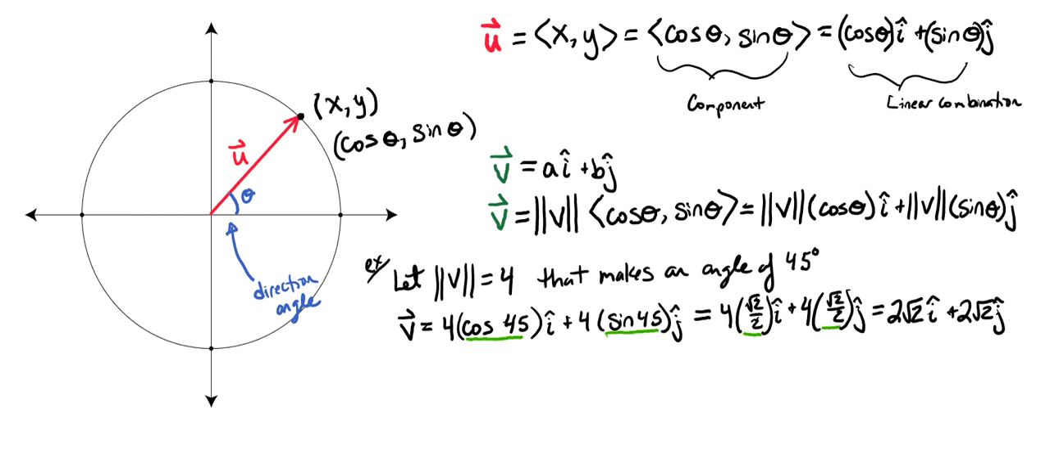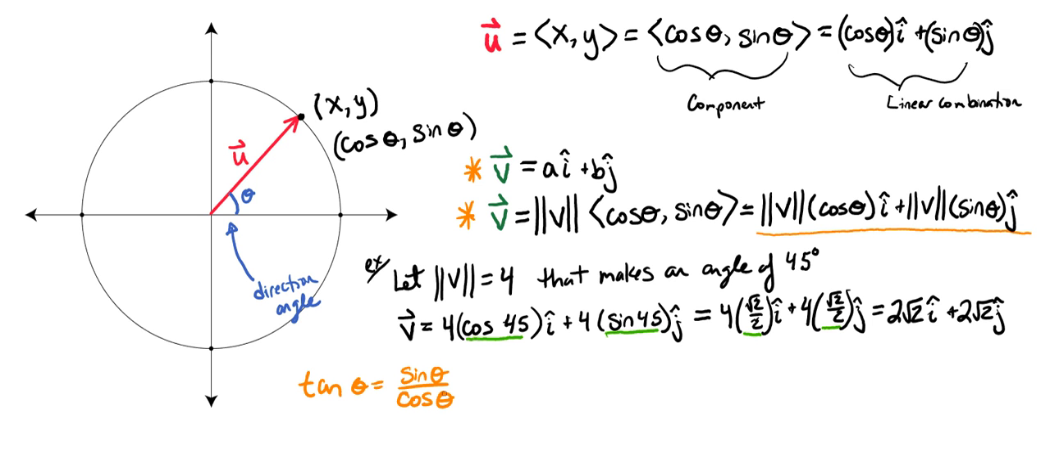Now, because we know that vector v is a times i plus b times j, which also equals the magnitude of v times the cosine of theta times i plus the magnitude of v times the sine of theta times j, it follows that if we're looking for the direction angle theta for v, we can determine that from tangent, right? So the tangent of theta, as we know, is sine of theta divided by the cosine of theta.